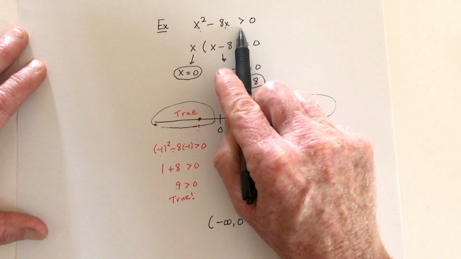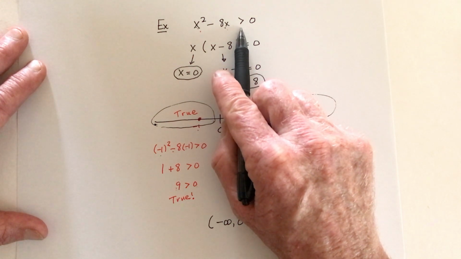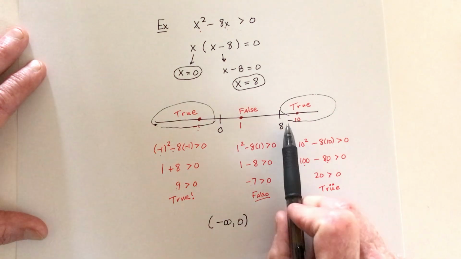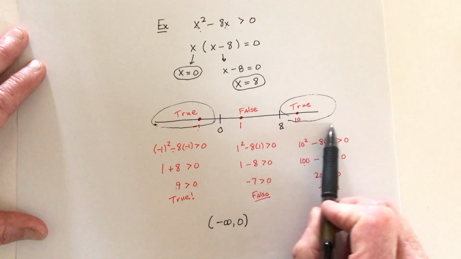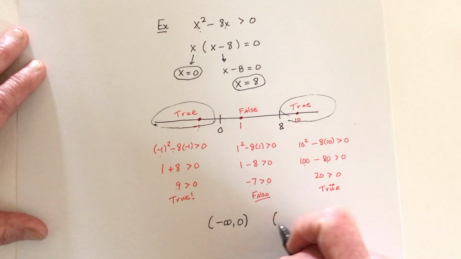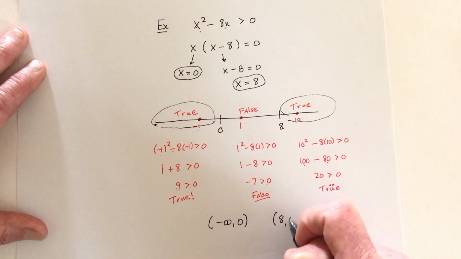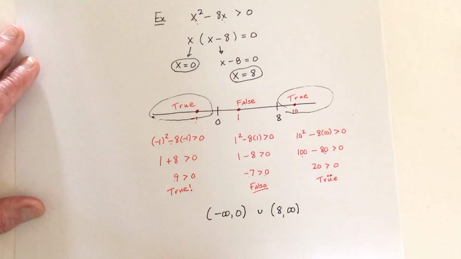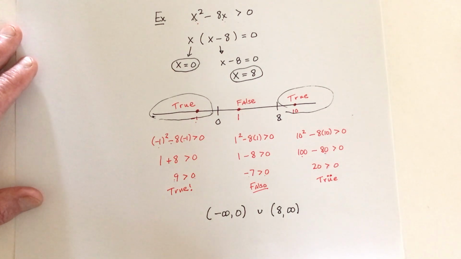And this original problem did not have an equals, so that means use the round parenthesis. And then this interval goes from 8 to infinity. So from 8 to infinity. And then you just put a union in the middle, and that is that one.